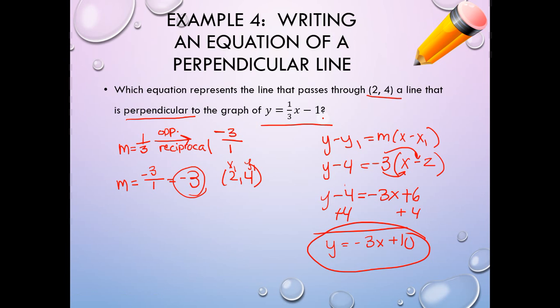Your slope will always be opposite reciprocal of what you were given previously. So always watch out for that. Make sure you know what they're asking for before you even start the problem.